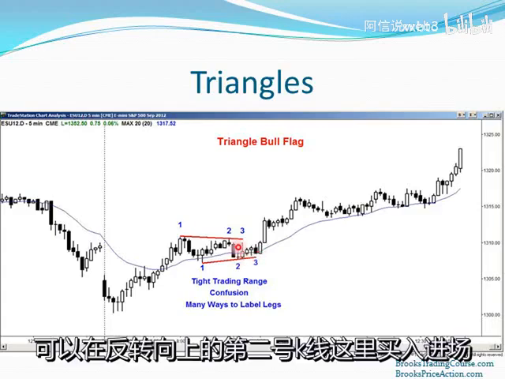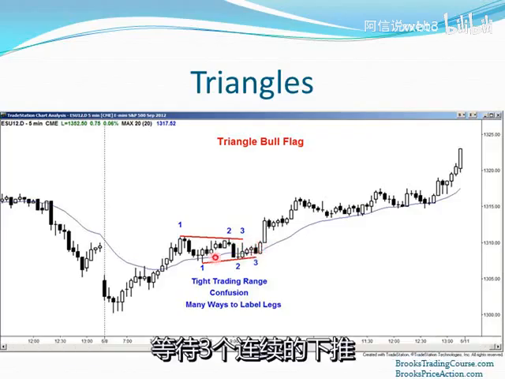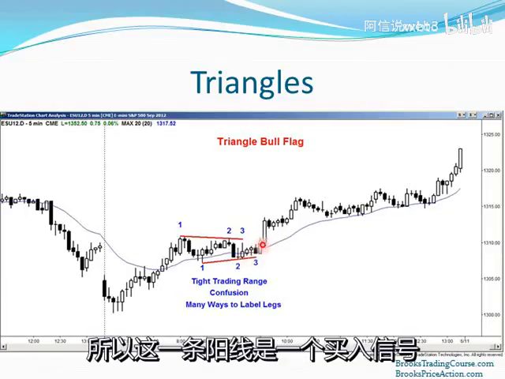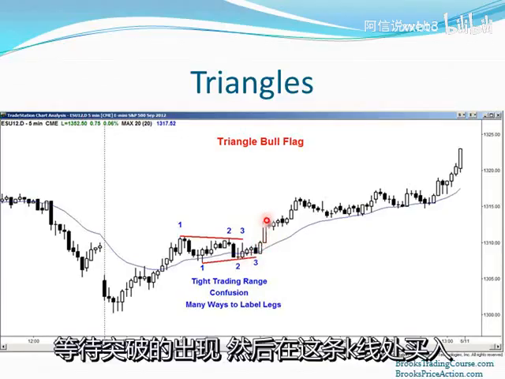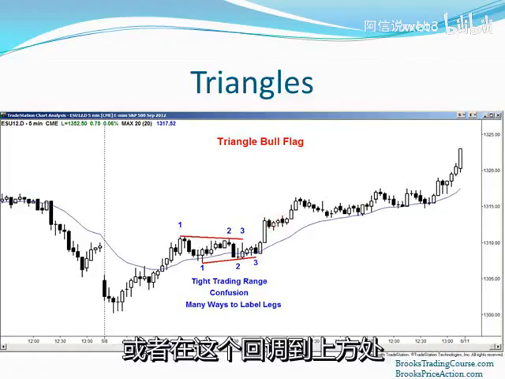You can buy the reversal up at 2. You can buy the reversal up above 3, looking at 3 pushes down, 1, 2, and then this bear bar, third push down. So this bull bar is a buy. You could wait for the breakout and buy this bar. You can buy above the pullback from the breakout or above this pullback.